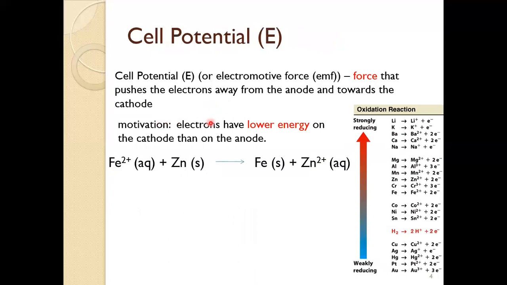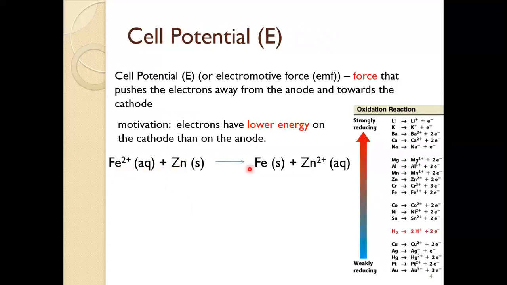So we saw that a spontaneous reaction is spontaneous because the electrons at the cathode have less energy than they would at the anode. So electrons flow from higher energy at the anode to lower energy at the cathode. This will still be true for this reaction, Fe2+ and zinc.